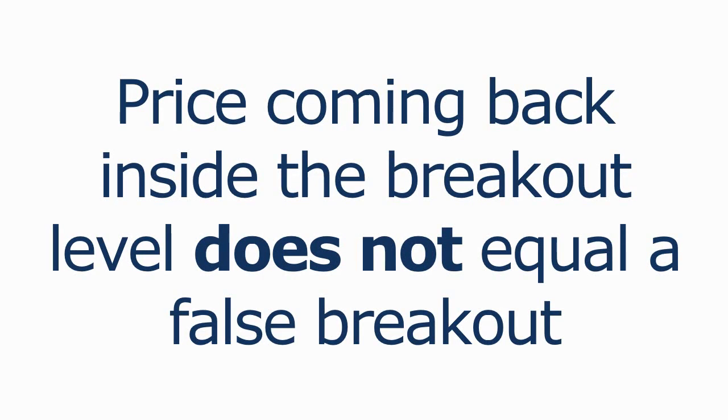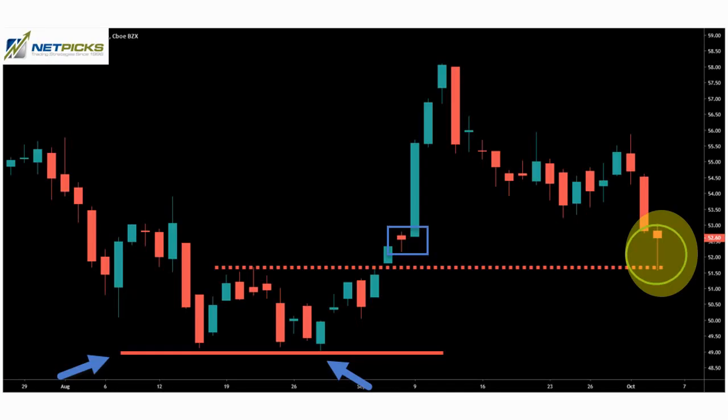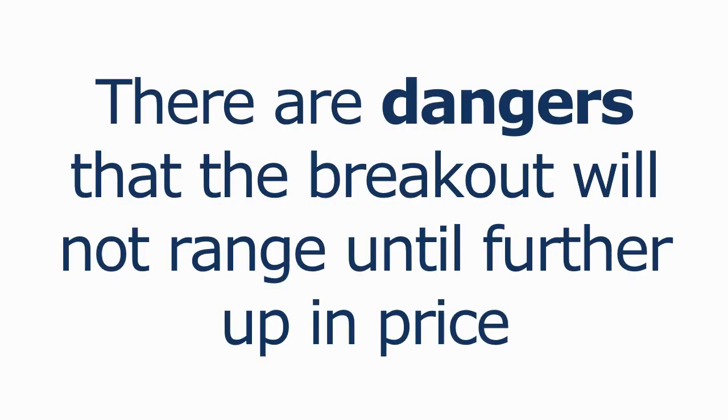Price coming back inside the breakout level does not equal a false breakout, regardless of what people say. It makes sense that sometimes price will come back in, but price would have to remain below resistance in order for that breakout to be false. And you can see in this example here with the green circle that price did pull back into the breakout price zone. Now there are dangers that the breakout will not range until further up in price. This would extend your risk needed for that trade, and it may be a trade that you simply miss.